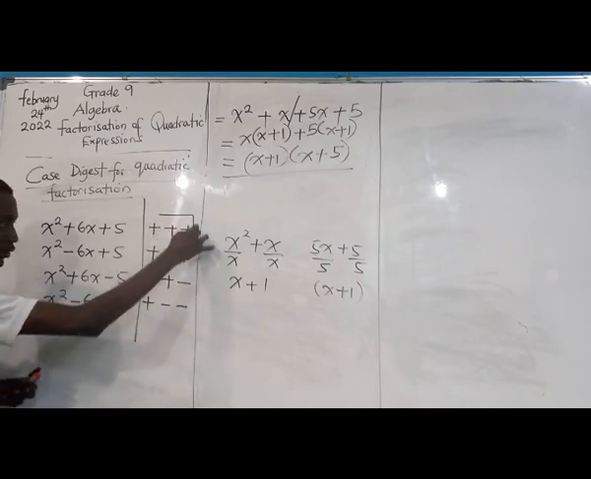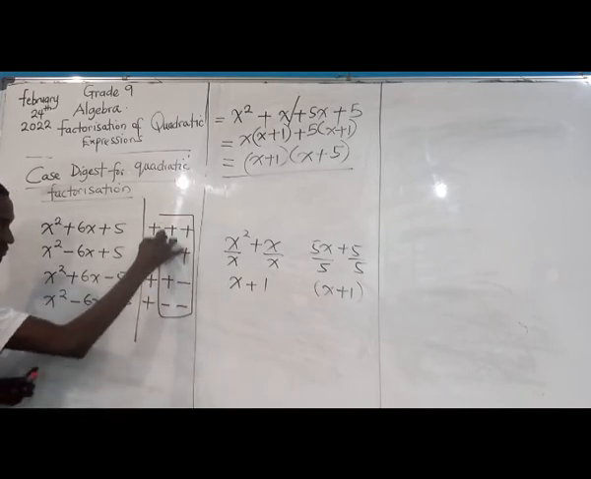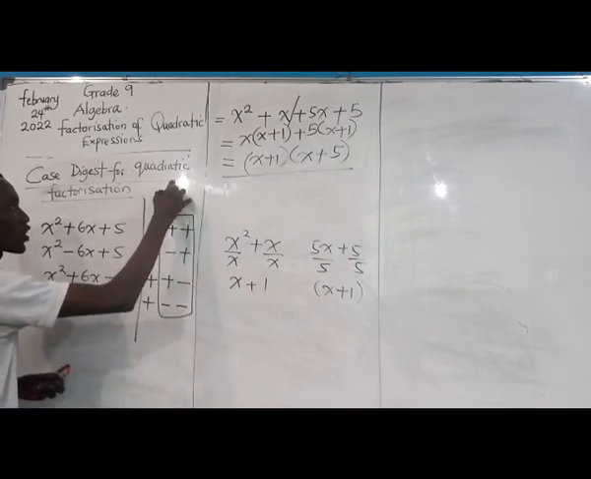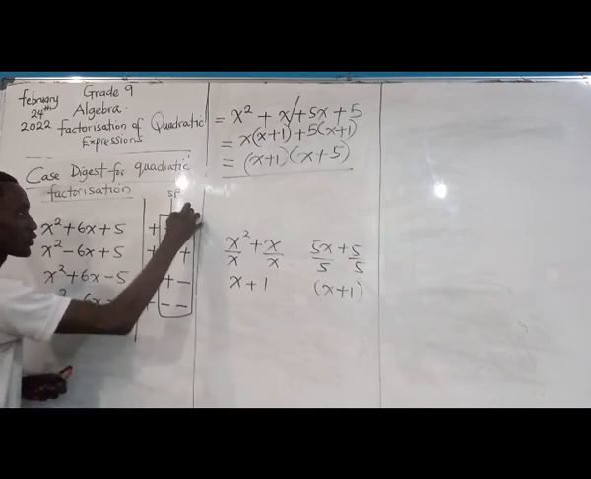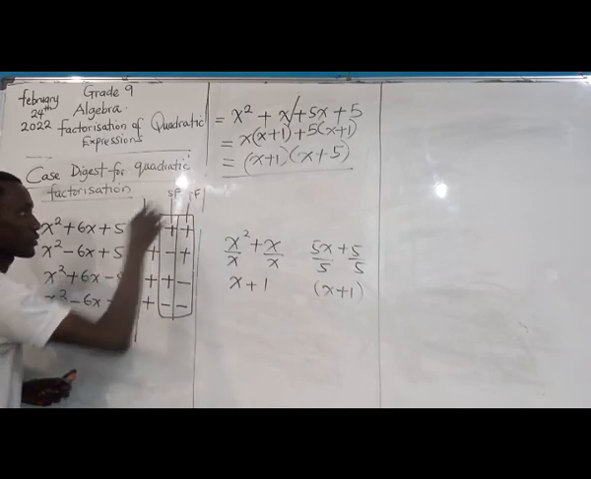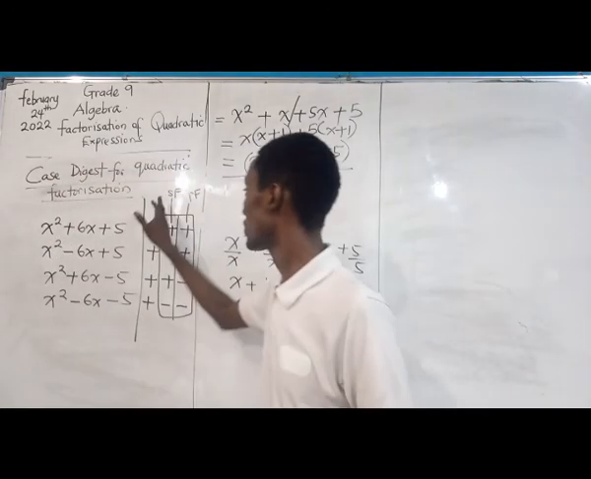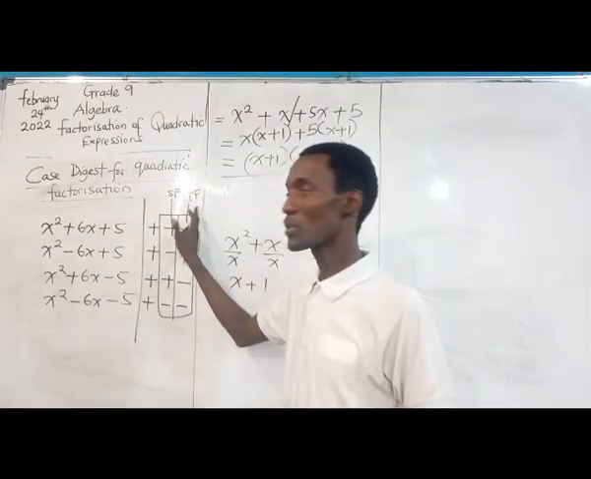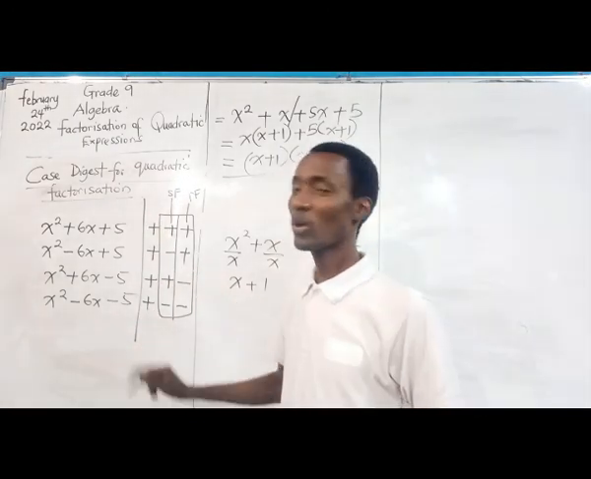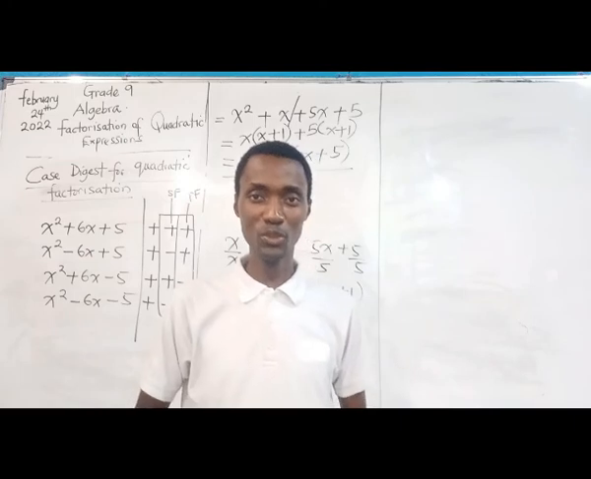So isolate it and look at this one. This is what we'll be considering. It looks funny, but this position is what we call sum of factors, and this position is what we call product of factors. So sum of factors and product of factors, with the first term all being what? Positive.